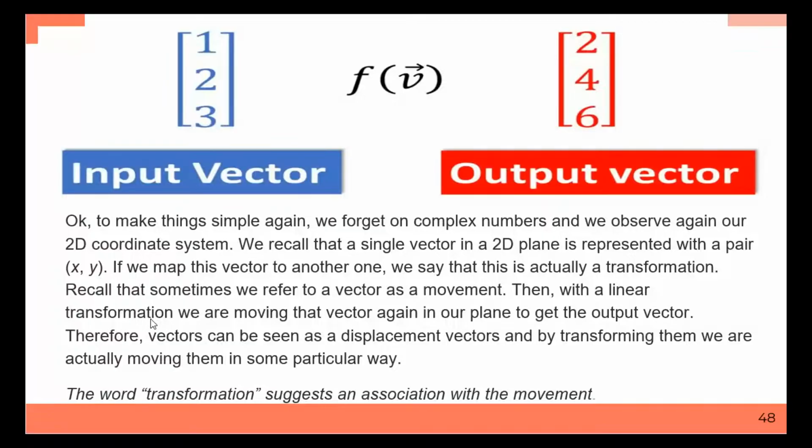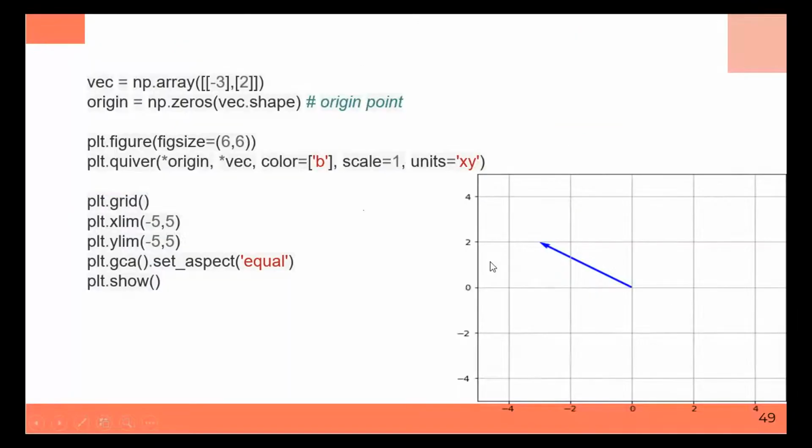Not there. Only the linear increment is there. Okay. Therefore, program vector equal to np dot array, then minus 3 and 2 in an array. So what will be this minus 2?